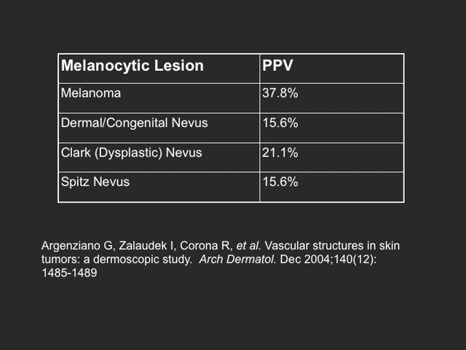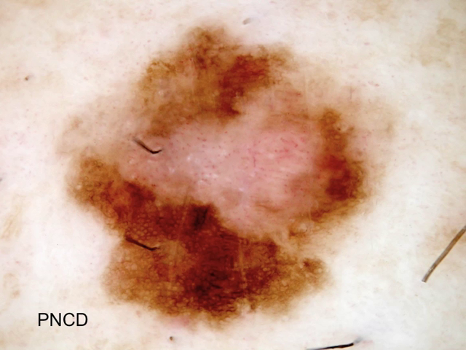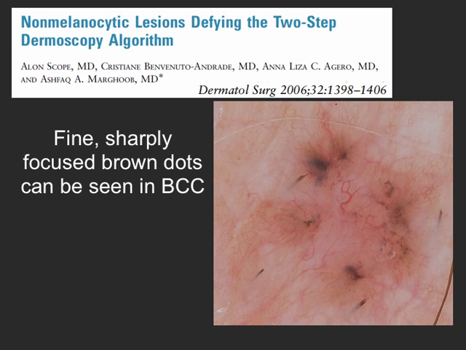The most common melanocytic tumors to manifest dotted vessels are listed here. Here's an image of a melanoma with dotted vessels. This lesion also has a few serpentine vessels and crystalline structures, which are commonly seen in melanoma. Dots can on occasion also be seen in non-melanocytic tumors, the most common being pigmented basal cell carcinoma, where one can on occasion find fine brown dots at the periphery. Here's another example of a pigmented basal cell carcinoma with fine brown dots.